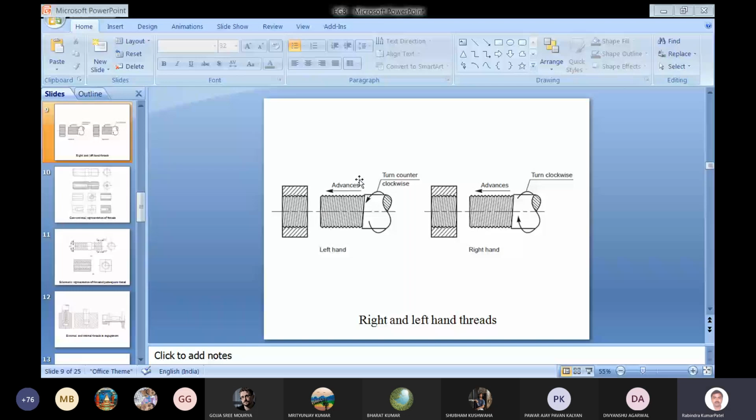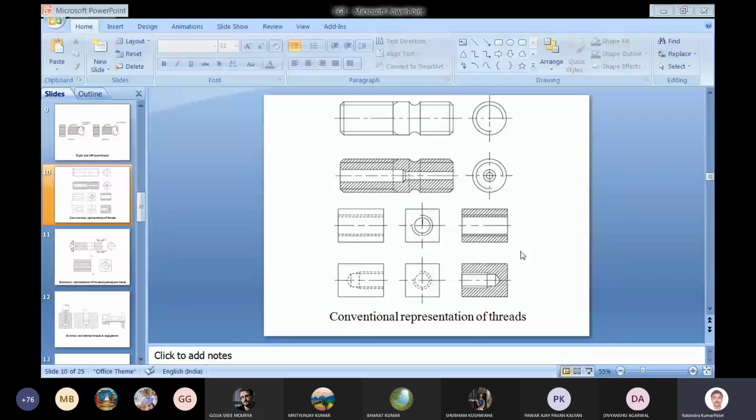There are conventional representations of the threads that we have to learn, because in the drawing we will use these types of representations.